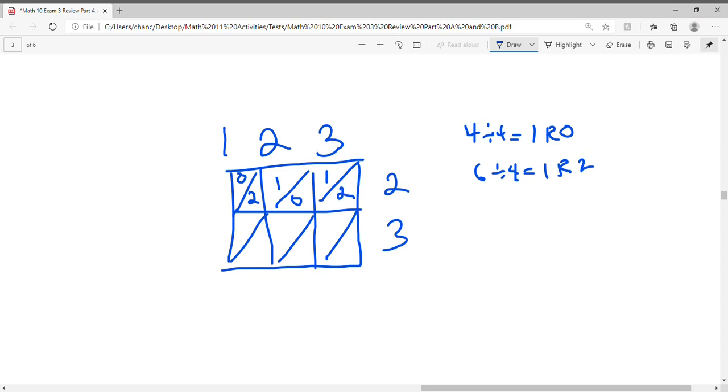1 times 3 is just 3. 2 times 3 is 6. I know that's 1, remainder 2 from the previous work. 3 times 3 is 9, but 9 is 2, remainder 1. We'll put a 2 and a 1.